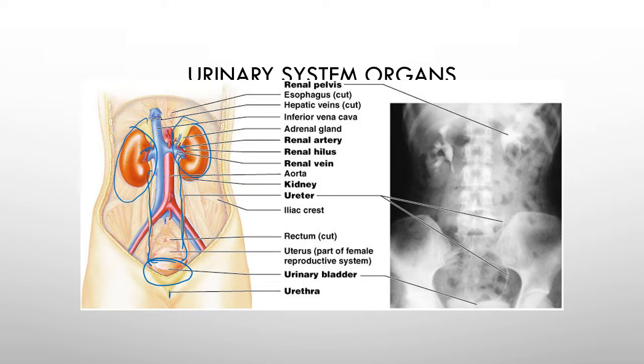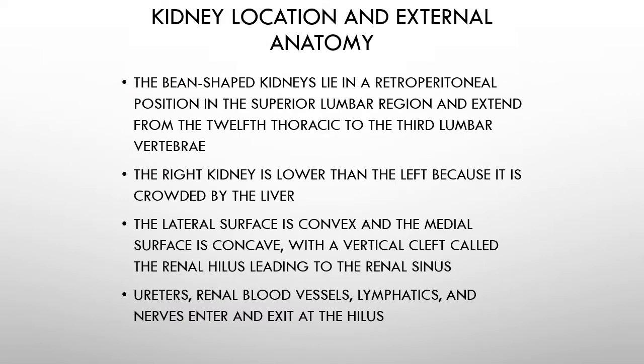In terms of location, the two kidneys themselves are retroperitoneal. So they're behind the peritoneum themselves. The left kidney is a little bit higher than that of the right kidney. And so because of the liver there, the right kidney does get pushed down just a little bit as far as its location.